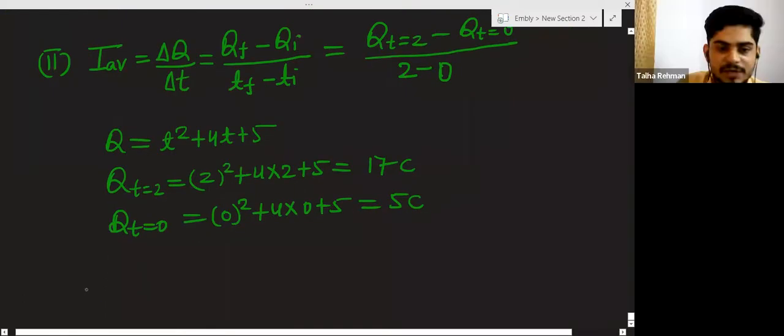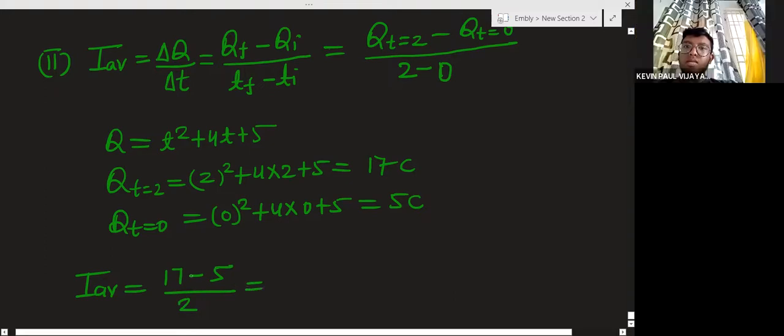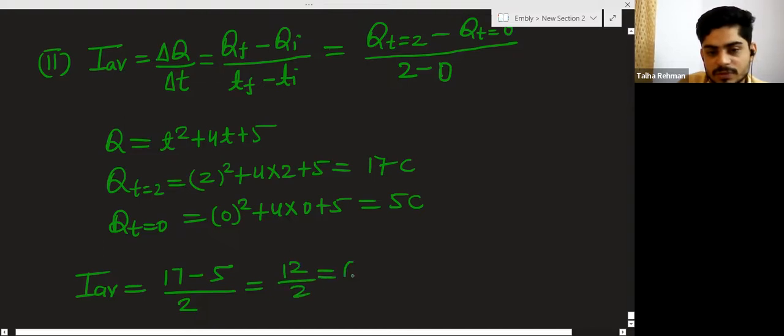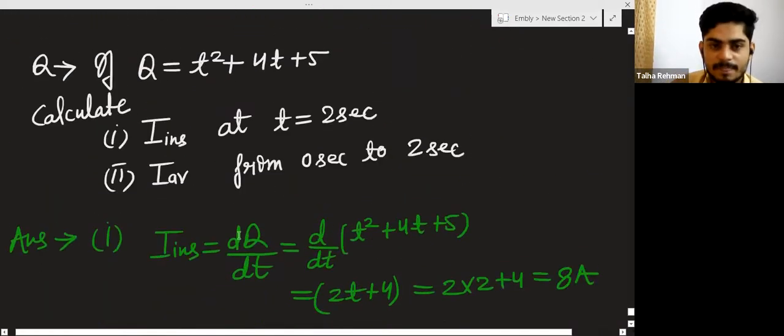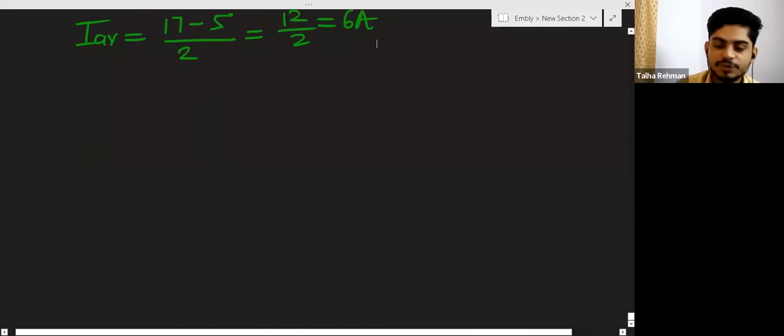So if I want to calculate the I average, q at t is equal to 2 is 17, and q at t equal to 0 is 5. And t final is 2, 2 minus 0. This will become 2. So what is the answer of this? 6 ampere. Very good. One more question we will solve on this.